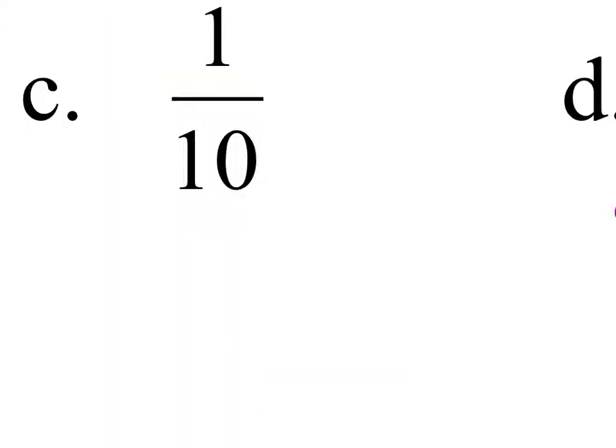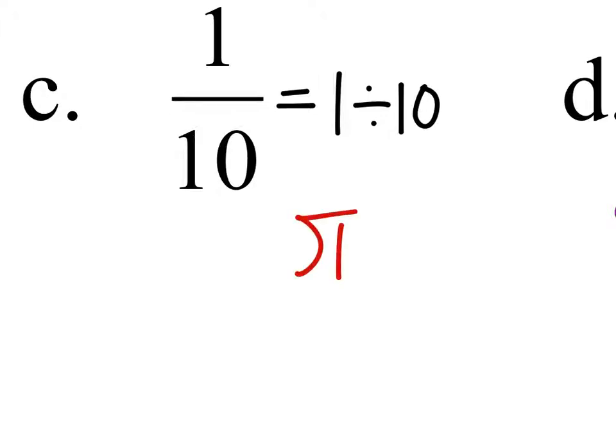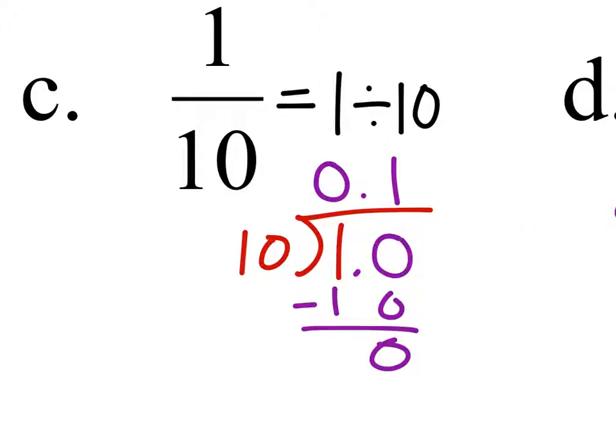Long division. So to show this, it's 1 divided by 10, right? So in long division, we got 1 divided by 10. 10 does not go into 1, but it will go into 10. So we got the decimal and the 0, right? So 10 will go into 10 exactly one time. 1 times 10 is 10. Subtract, bam, 0. Nailed it.